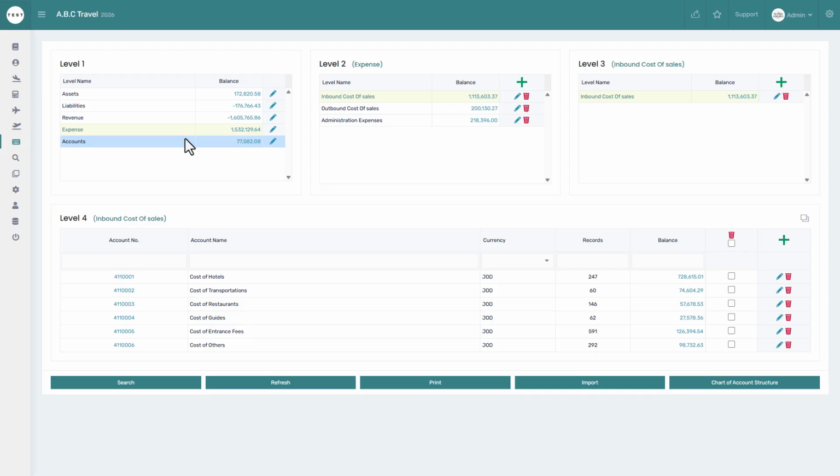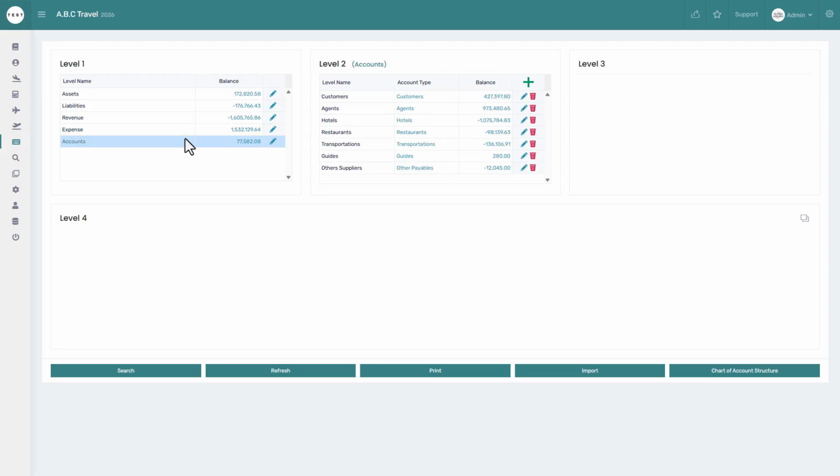This is one of the most important parts of the Maxis chart of accounts. In many traditional accounting systems, customers and agents are placed under assets because they are receivables. Hotels, restaurants, transportation companies, guides, and suppliers are placed under liabilities because they are payables. But Maxis uses a separate Level 1 category called accounts. Why? Because Maxis is not only an accounting system, it is also a tourism management system. Accounts are used across operations, reservations, and quotations too.